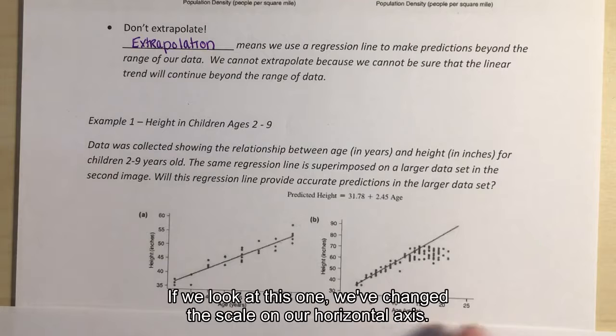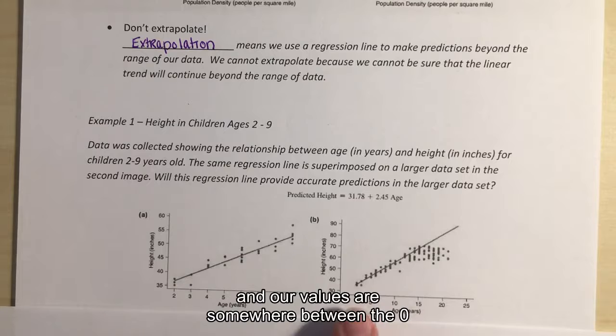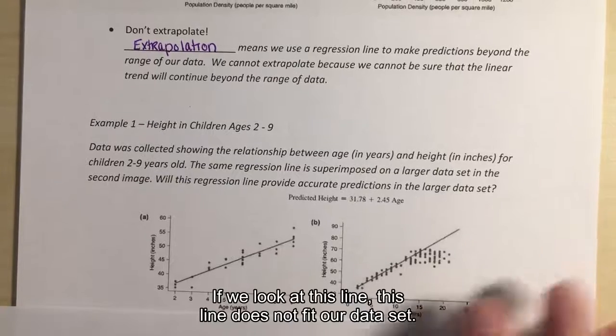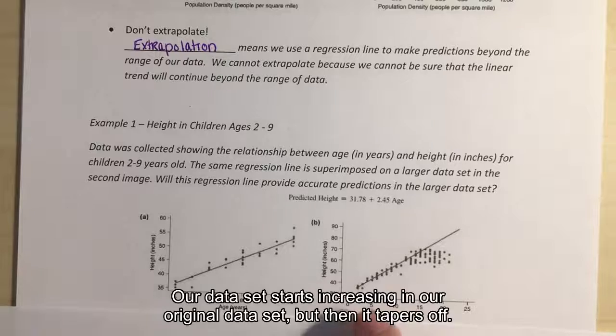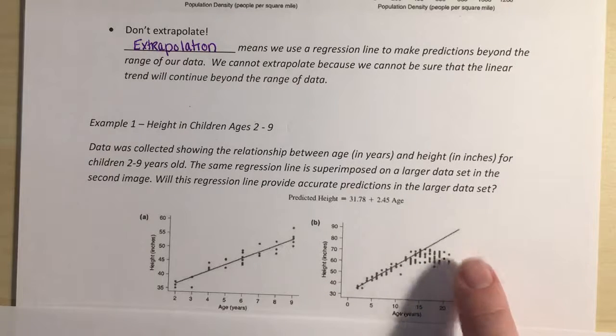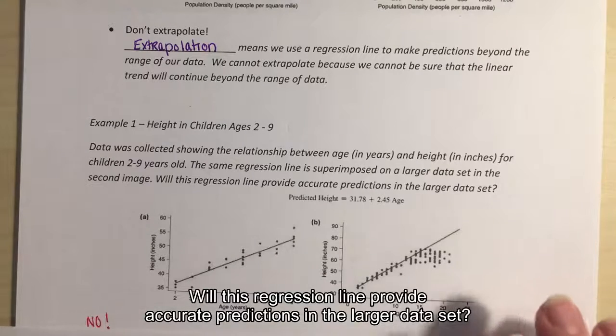So if we look at this one, we've changed the scale on our horizontal axis, and instead of just going from 2 to 9 where our data values are, we have from 0 to 25, and our values are somewhere between that 0 and 5 range, and then between that 20 and 25 range. If we look at this, the line does not fit our data set. Our data set starts increasing in our original data set, but then it tapers off. So will this regression line provide accurate predictions in the larger data set?